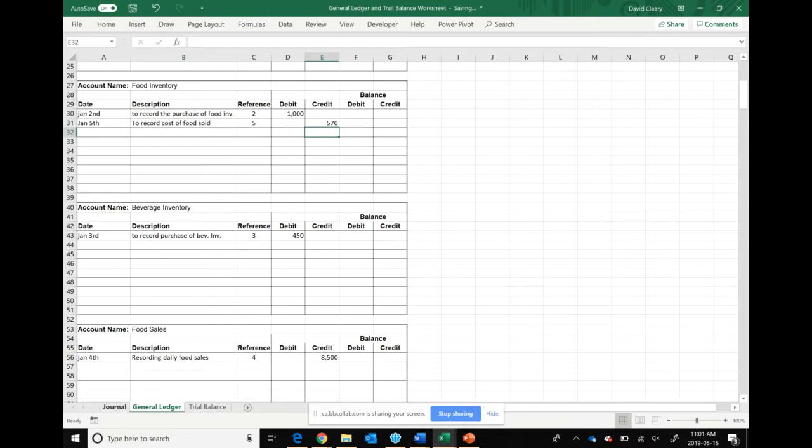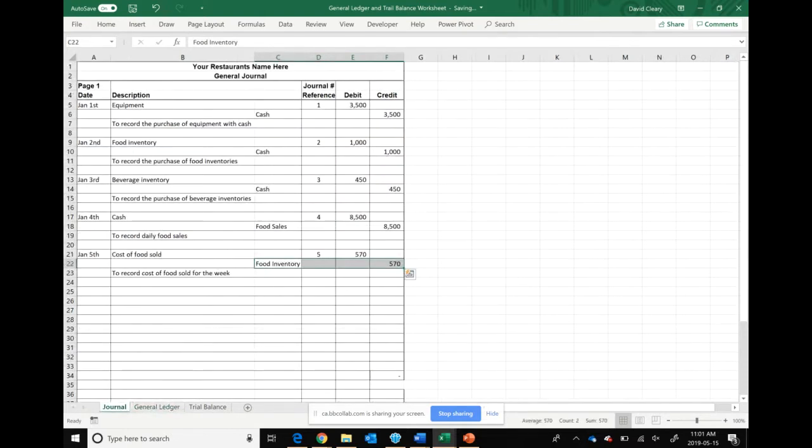We now go back to our journal, and that's it. We've successfully transferred. Well, we don't know if we've successfully done it yet, but as it appears right now, it looks like we've taken all of the information that was in our journal, and we've posted it to the ledger. You see the process? We're just going line by line, and then posting it to each specific account.